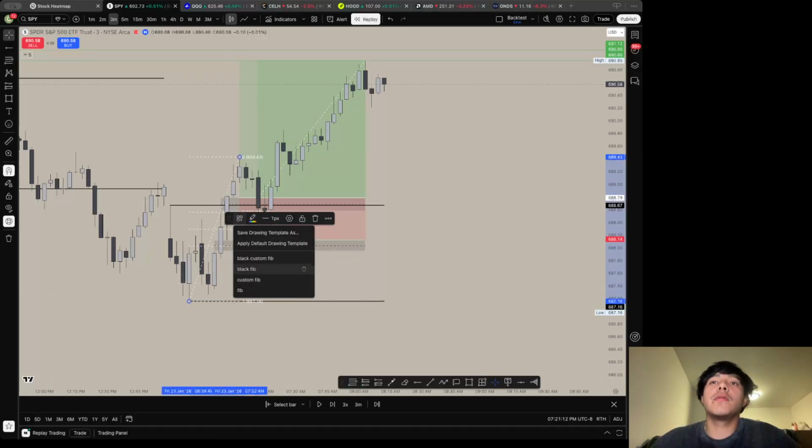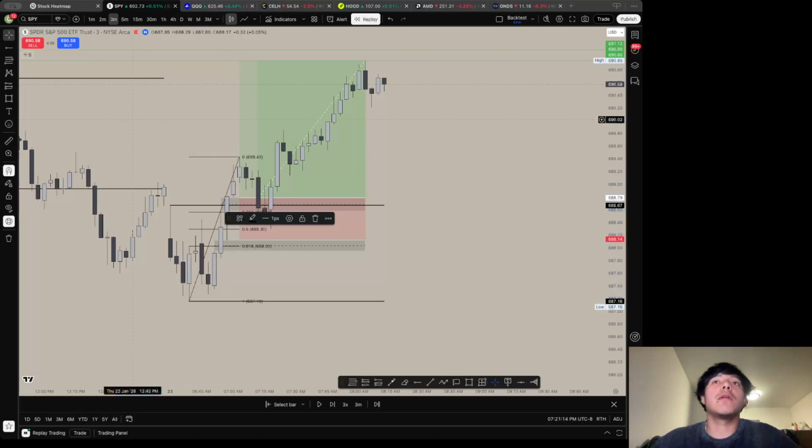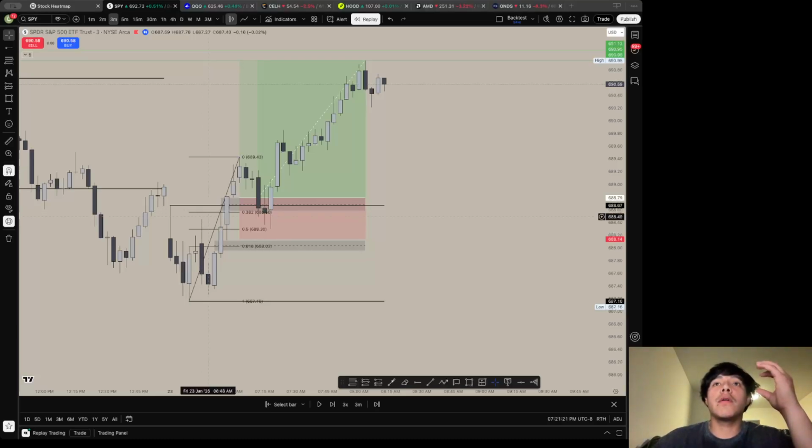So the fib, sorry, I'm kind of going all over the place. Stop me if you guys have any questions. But the fib, all it tells you is kind of the area where price will be most likely to retrace to, which is the 0.5 level of the fib, which is equilibrium, right? So it's just kind of where price usually wants to pull back towards.